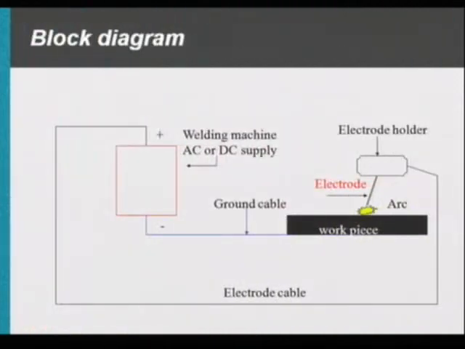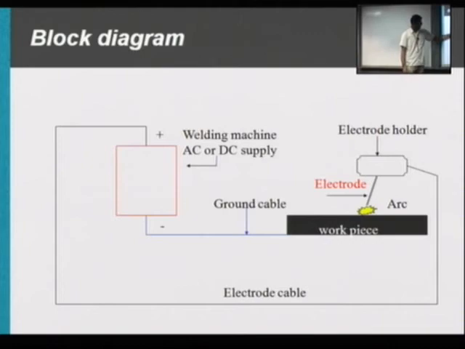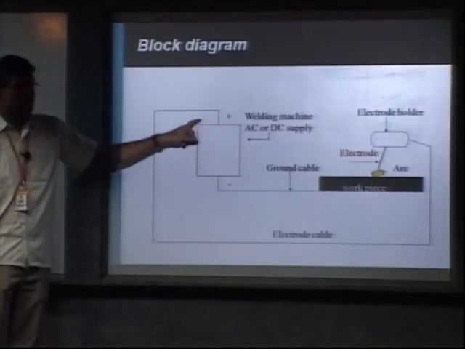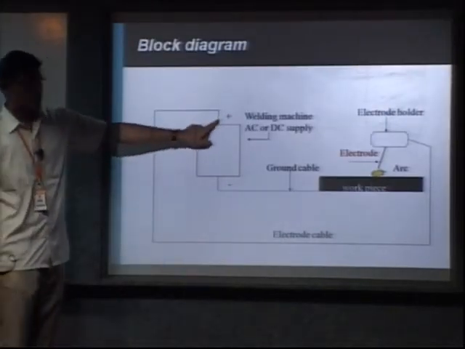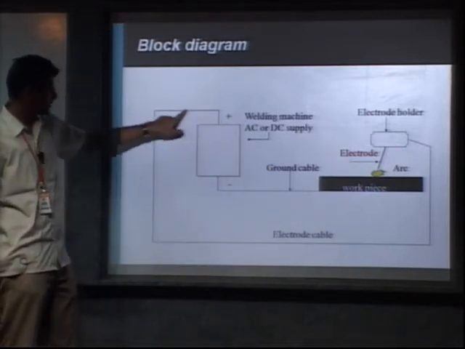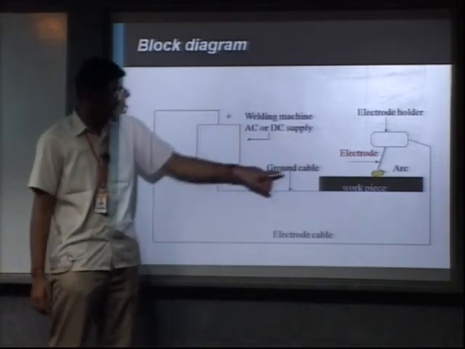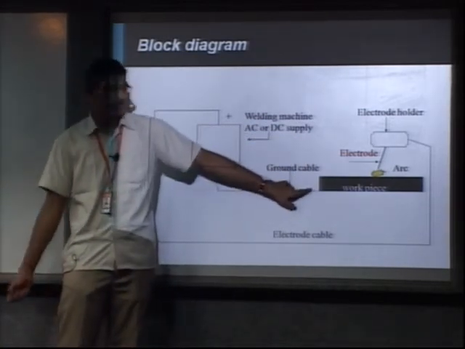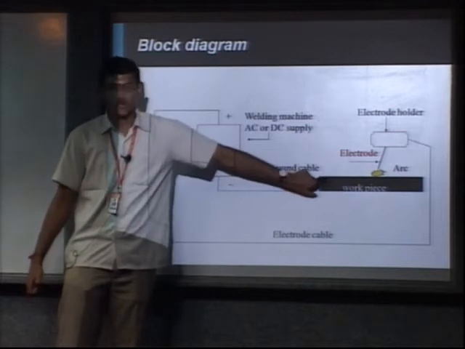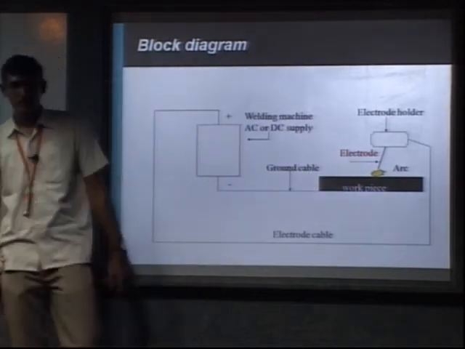So this is your block diagram of SMAW. See, this is your power source, which may be AC or DC, and this is your positive terminal. This positive terminal is given to your electrode, and this negative terminal is given to your ground cable, that is given to an earthen material here. So it carries a negative current and this carries a positive current.